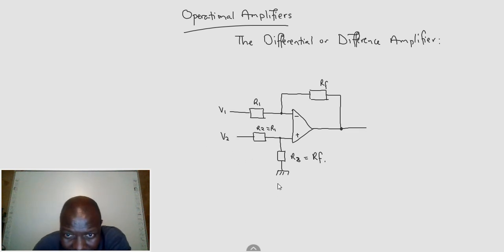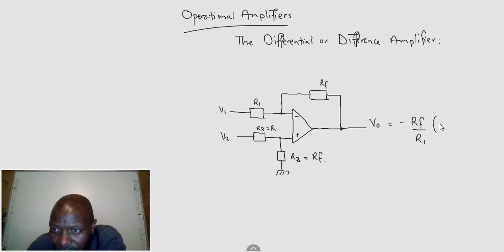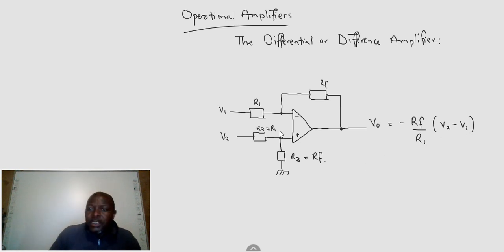So what then happens is our output V out is simply given by, it's an inverting, so V out is equal to minus RF over R1. Why? Because this is the line for RF. All right, oh, that was a mistake. So by the difference of V2 minus V1. Why V2? V2 does not invert, so it's the positive one, and V1 is the inverting one. So this will be our output.